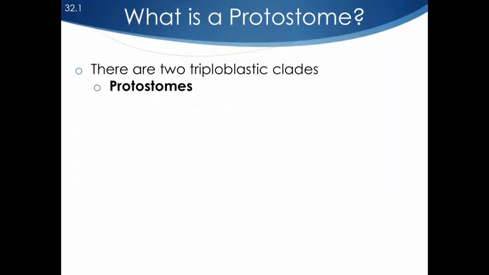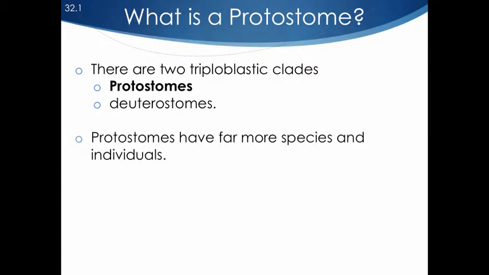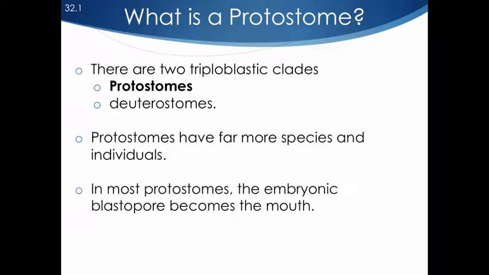Now if you remember from the last chapter, there are two types of triploblastic clades, and that's protostomes and deuterostomes. And protostomes have far more species than individuals. And in most protostomes, the embryonic blastopore becomes the mouth. And again, going back to the last chapter, a triploblast is something that has a mesoderm, an endoderm, and an ectoderm. So this is very much linked to the last chapter, so it would be a good idea to go and review back if you don't remember everything.